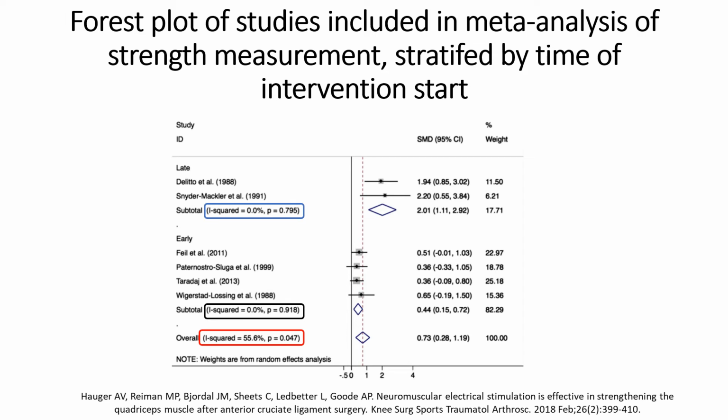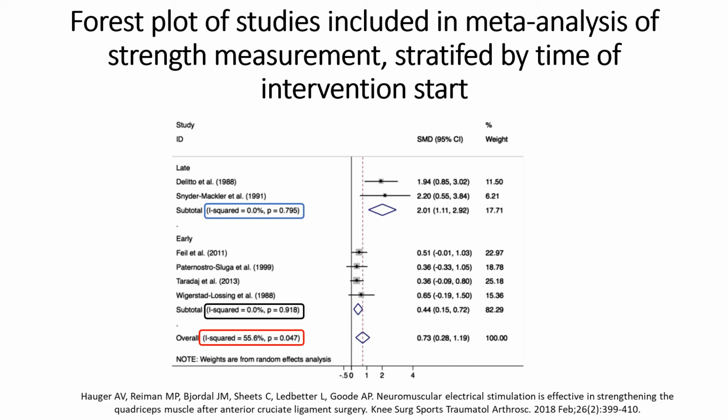However, if we look at the I-squared statistics for the late and early group, you can see that that is now at 0. The p-value is above 0.05. So we've gone from having a relatively heterogeneous population to one that's more homogeneous. And so by grouping these studies in terms of late and early application of the electrical stimulation, we've decreased the heterogeneity and likely increased the confidence in our results.